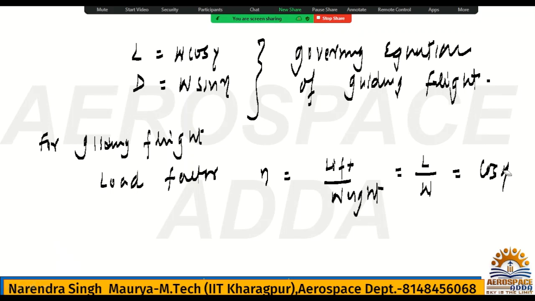What is the lift by weight? It is cos gamma. Yes or no? So you know that the cos gamma value, if you check the range, is minimum 0, maximum 1. So exactly 0 cannot be possible, exactly 1 cannot be possible. If it is exactly 0, then it will be a perpendicular flight. If load factor is 0, it means gamma is 90. So cos 90, 0 means normal flight, vertical takeoff, which is not possible. 1 means gamma is 0, which means horizontal flight.